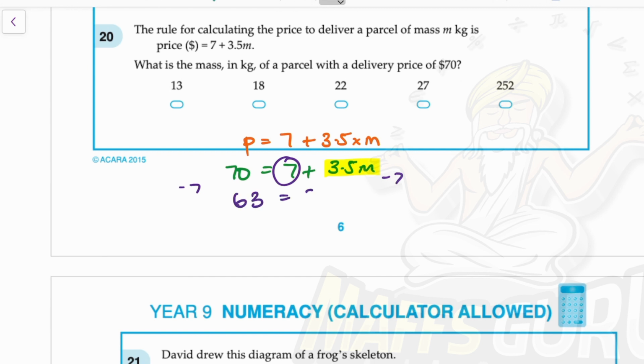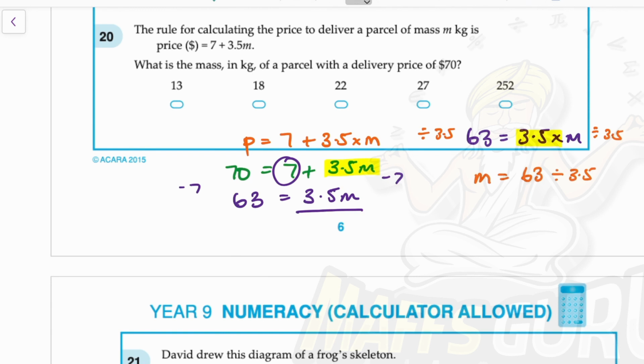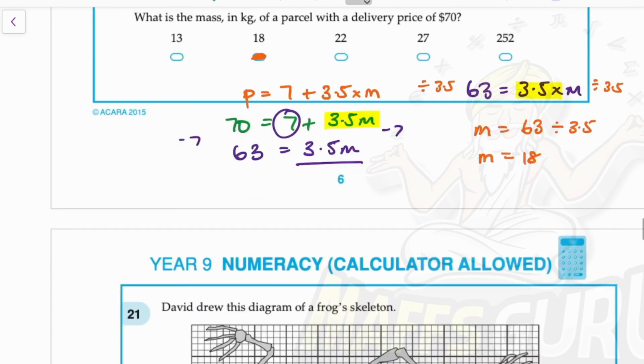So 63 is equal to 3.5m. What's between the 3.5 and the m? There is a times. So 63 is equal to 3.5 multiplied by m. Again, I split them up. How do I get rid of times by 3.5? I'm going to divide both sides by 3.5. Doing that on my calculator gives me the value of 18. So there we go, my parcel must weigh 18 kilos.